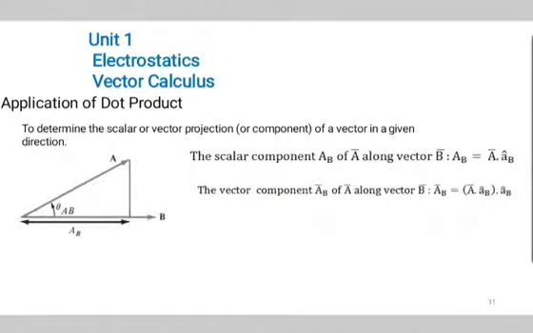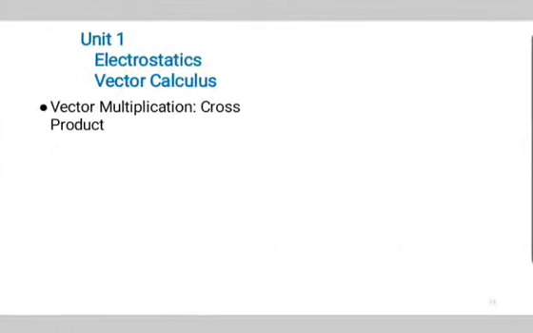Next is the application of dot product. So to determine the scalar or the vector projection of vector in a given direction, here the scalar component AB of A bar along vector B bar is given here, and the vector component AB bar of A bar along the vector B bar is also given. The diagram for this dot product is also given.